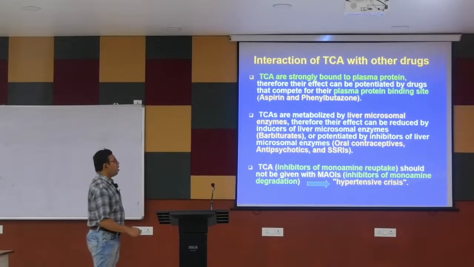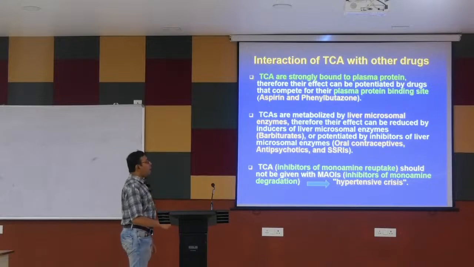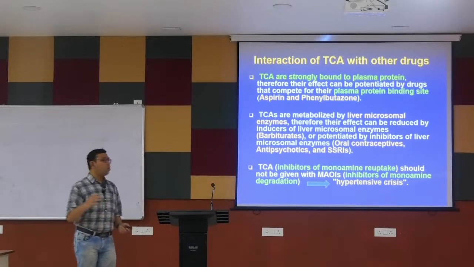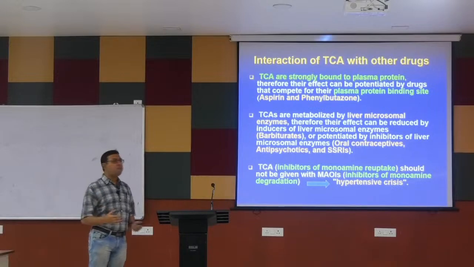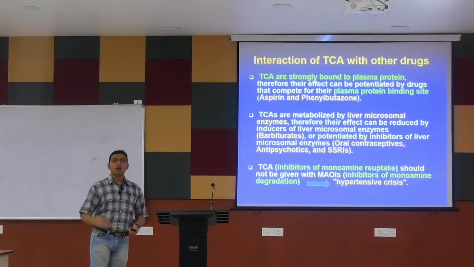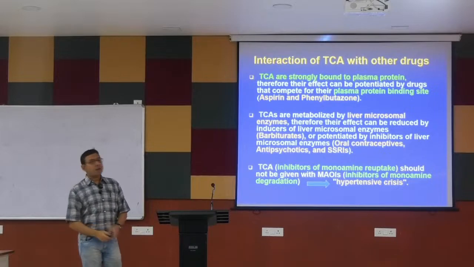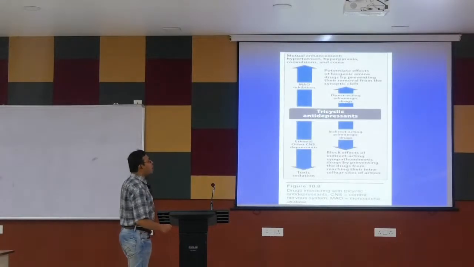So, if they are given with an MAO inhibitor, which I am already talking about, or if they are given with some tyramine containing food, with this tricyclic antidepressant, there may be a sudden rise of the blood pressure. This is known as the hypertensive crisis. So, hypertensive crisis can happen.